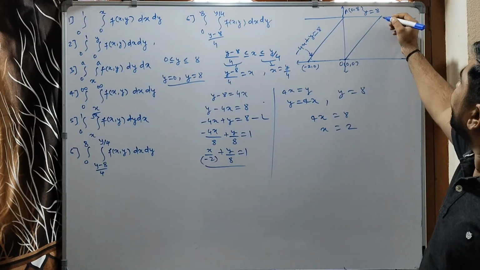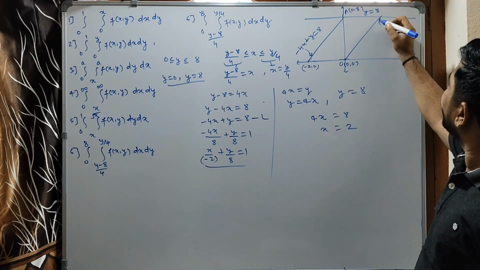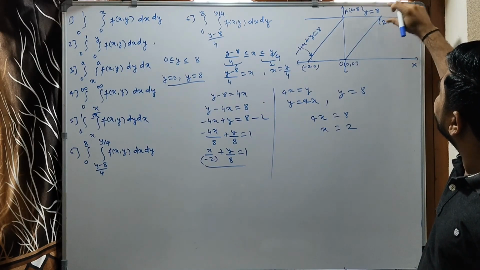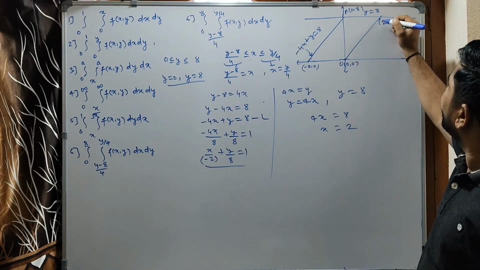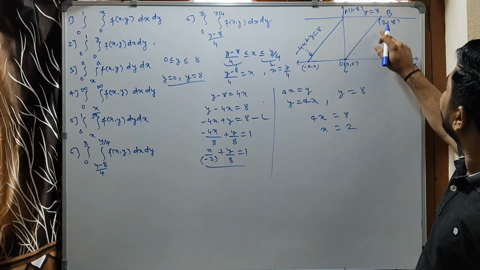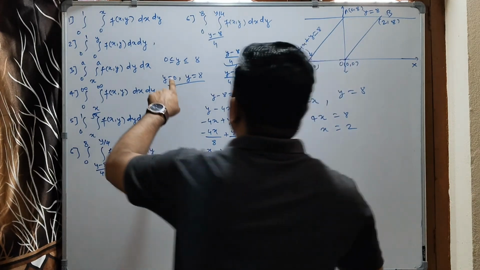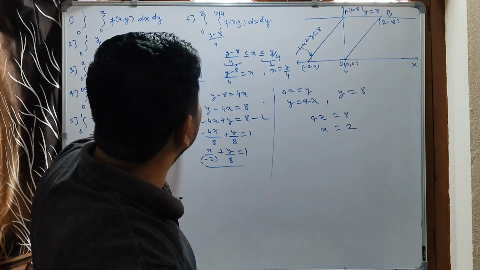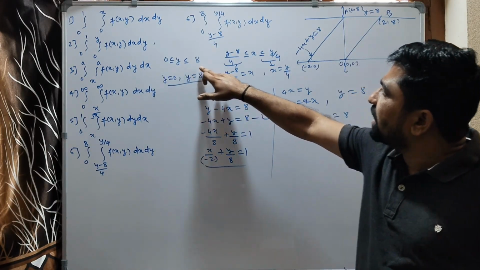So here x coordinate is 2. So here x is 2 and y is 8. So they intersect. The line y equal to 4x and y equal to 8 intersect at coordinate 2, 8. Here I will give the name of that coordinate as B with coordinate 2, 8. So here just observe one thing. The value of y belongs to 0 to 8. So here 0 is less than or equal to y, which is less than or equal to 8.